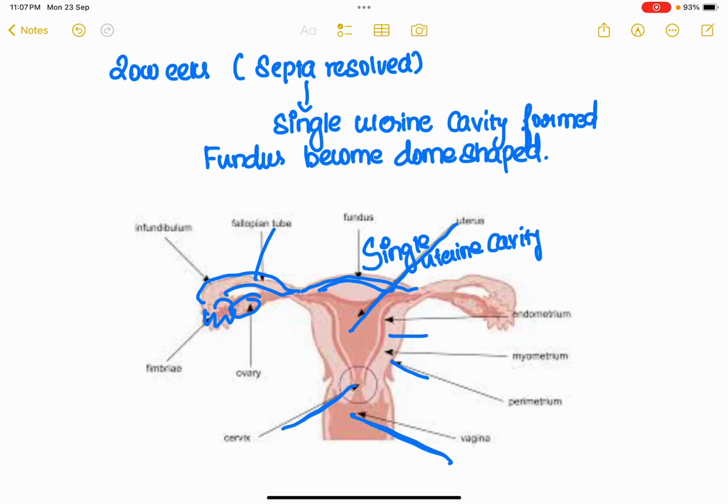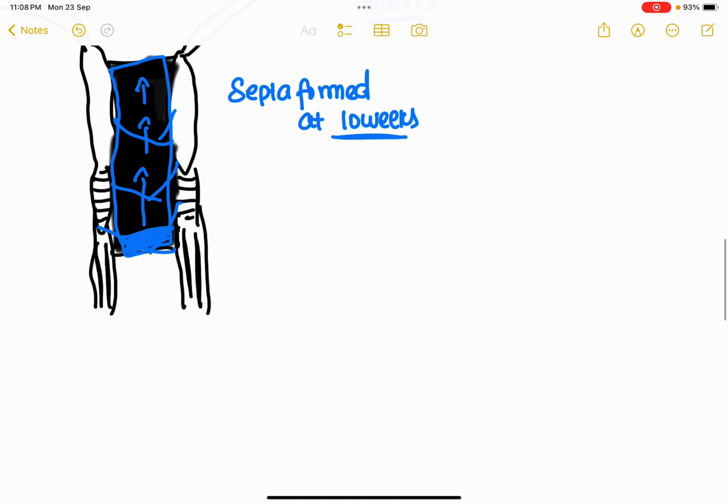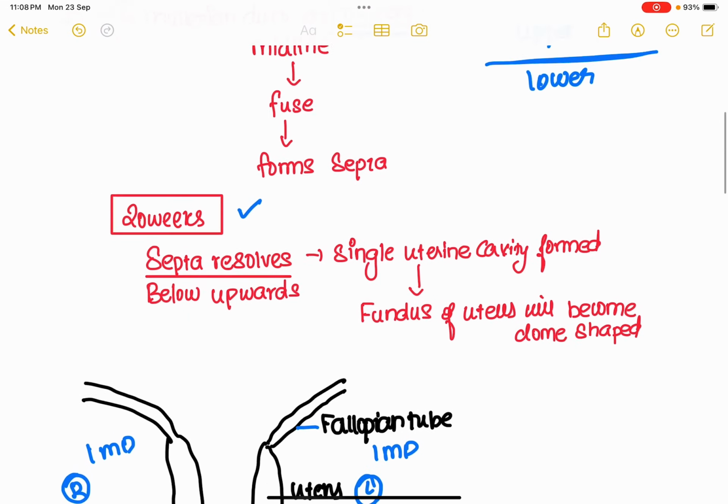Is that clear? So we have discussed until now how the Mullerian duct of each side will give rise to the formation of fallopian tube, uterus, cervix and vagina, and how these are going to form and how this septa is going to be resolved and get formed into a single uterine cavity. So this is all about the Mullerian duct and formation of female internal genital organs.